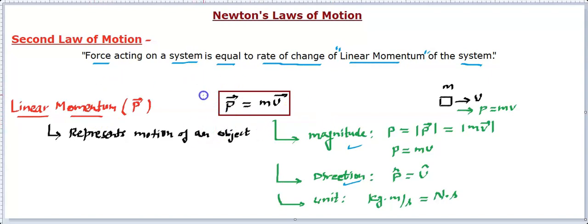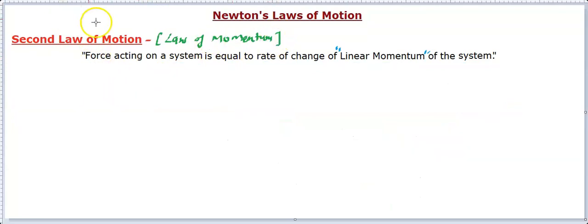Once we have understood what this linear momentum is, we can use it to complete the second law of motion, which is also known as the law of momentum. Now you can think of why it's known as the law of momentum, because it uses linear momentum in order to define the force. And now we can complete this definition of the second law, that is, the definition of force as well.